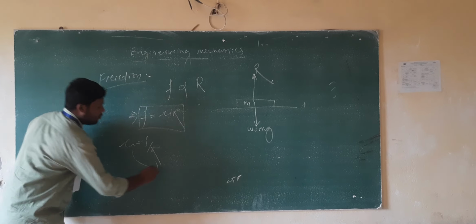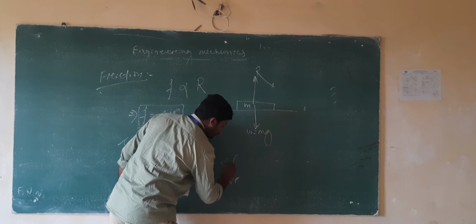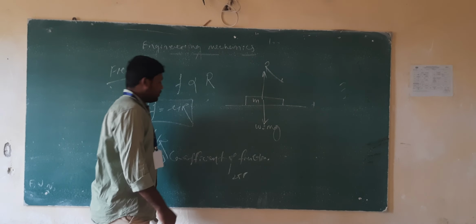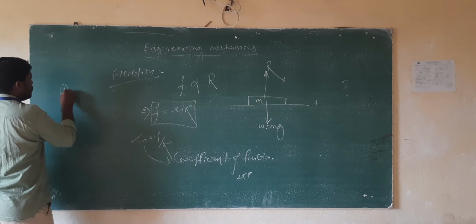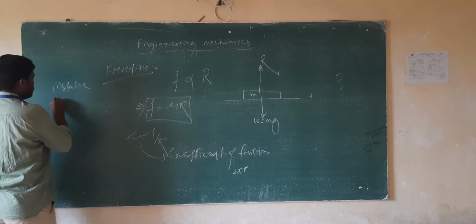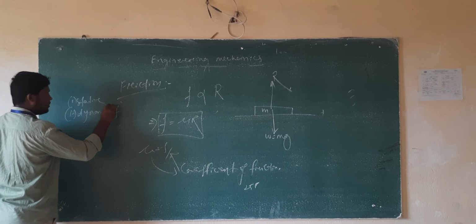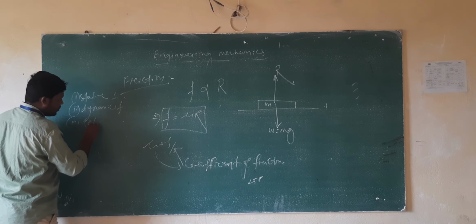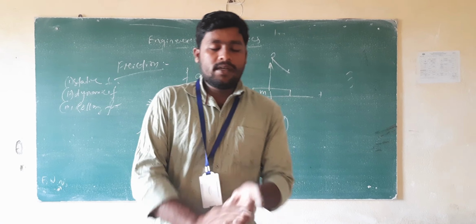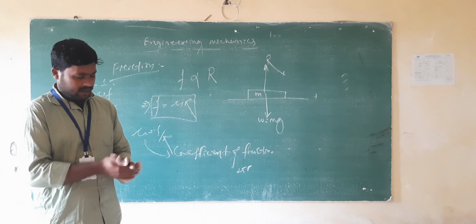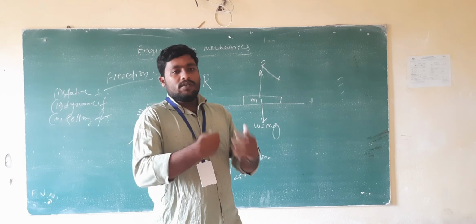The mu is the coefficient of friction. It is of three types: static friction, dynamic friction, and rolling friction. Static friction is the friction acting on the body when the body is at rest. Dynamic friction is the friction acting between the surfaces when the body is in motion. Rolling friction is where the body rotates.